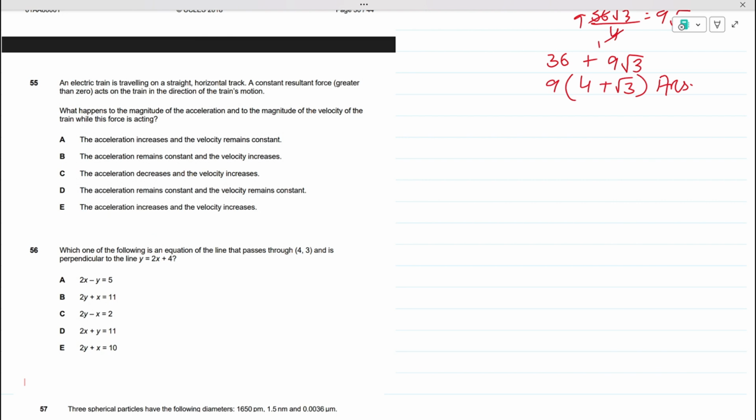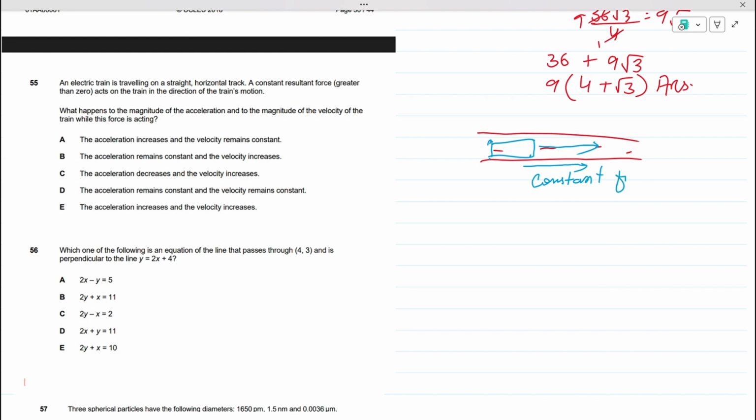It says an electric train is traveling on a straight horizontal track. So this is the horizontal track we have, and here we have an electric train moving, right? A constant resultant force greater than 0 acts on the train in the direction of its motion. So the direction of the train motion is this, and the resultant force is also applied in this direction, and that is the constant force, right?